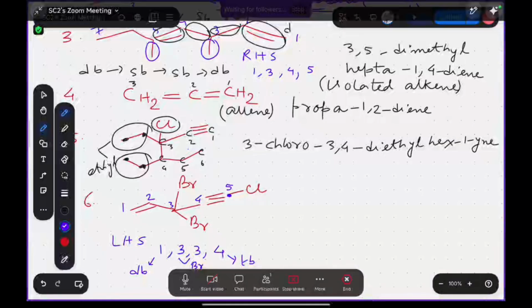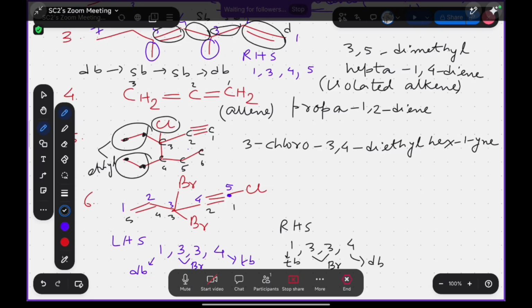If we do the numbering from the right hand side, then what do we get? It is 1, 2, 3, 4, 5. From the right hand side, it becomes 1 position, we are having the triple bond. 3 position, we are having the bromine atoms. And at the 4th position, we are having the double bond. That means 1 position, triple bond. 3 and 3 position, bromine atoms. And 4th position, the double bond.